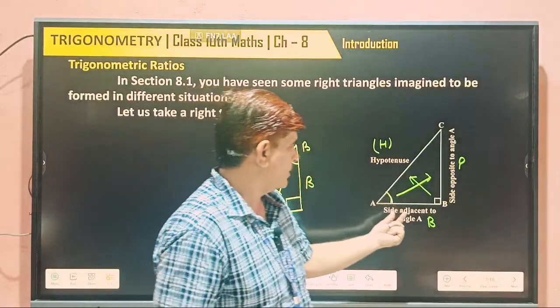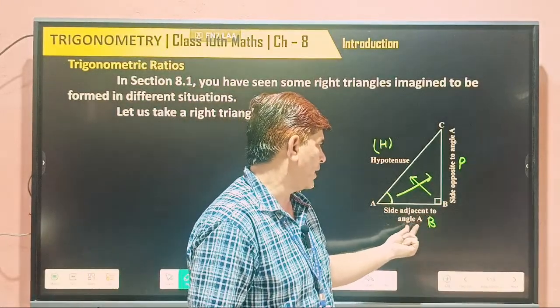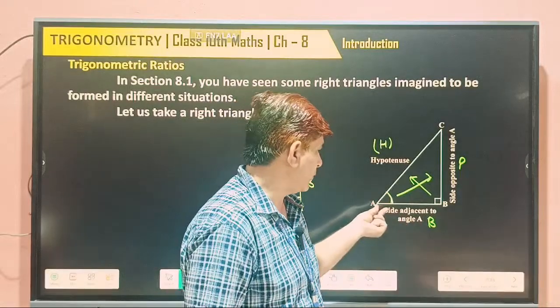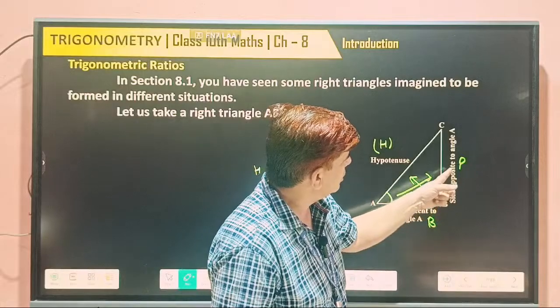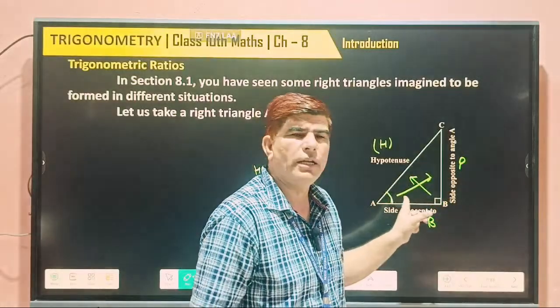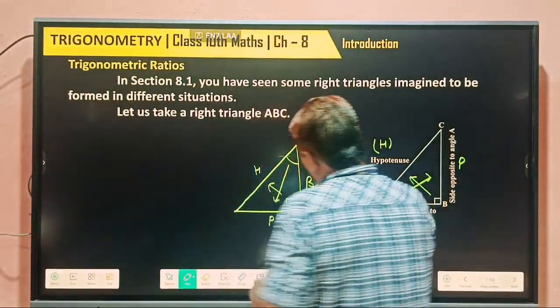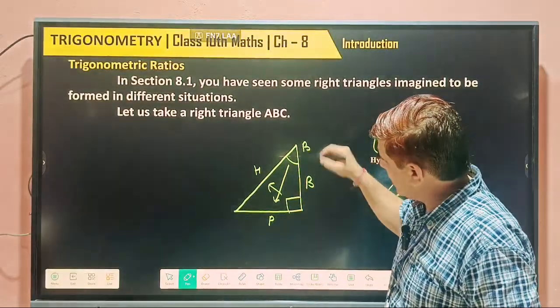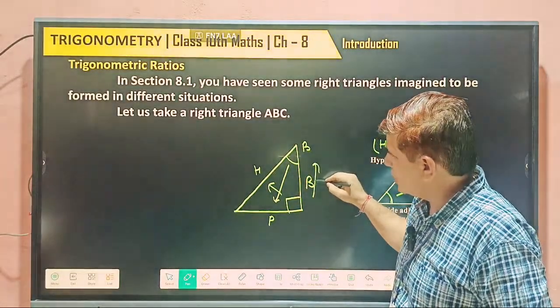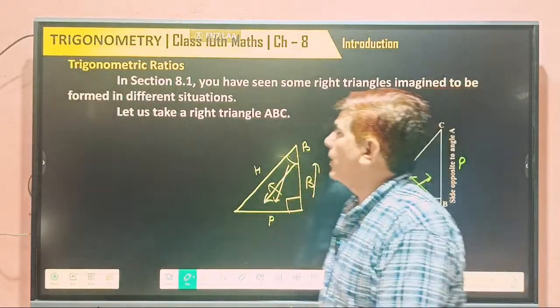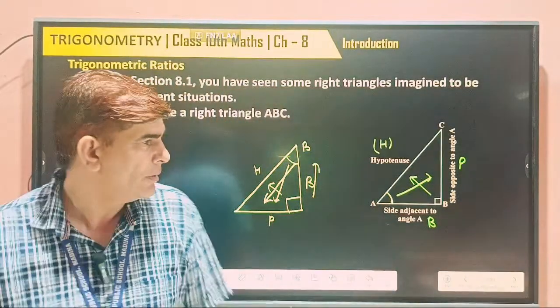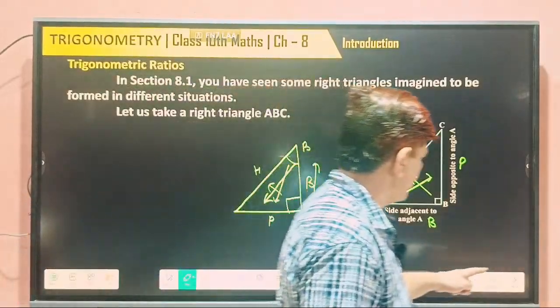Here also it is written, side adjacent to angle A. Adjacent means which is connected with angle A. Side opposite to angle A. So angle A is taken here. Which one is the adjacent side of A? This one, so this is the base. And opposite to this is known as the perpendicular. Understood?